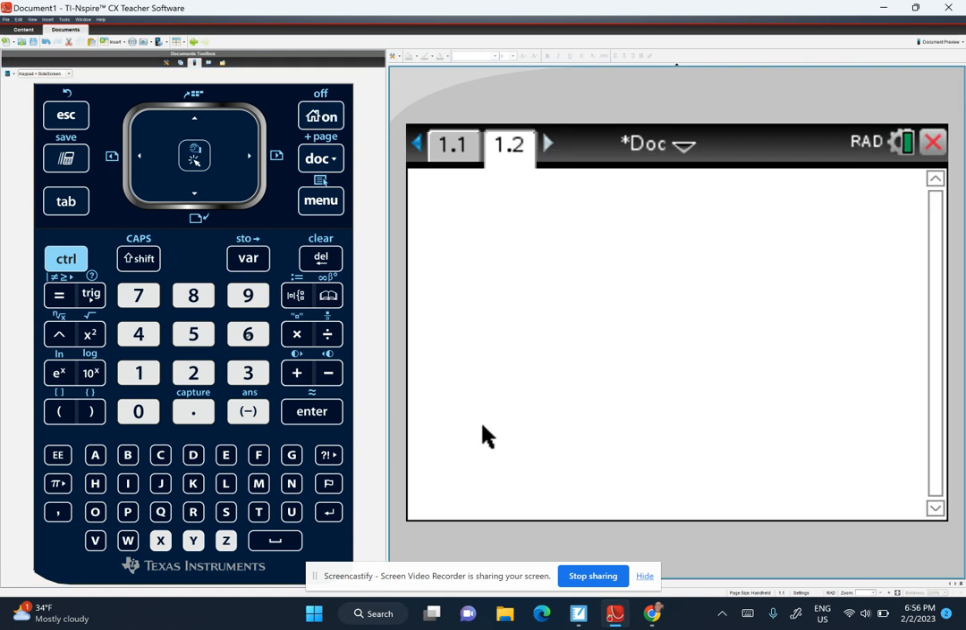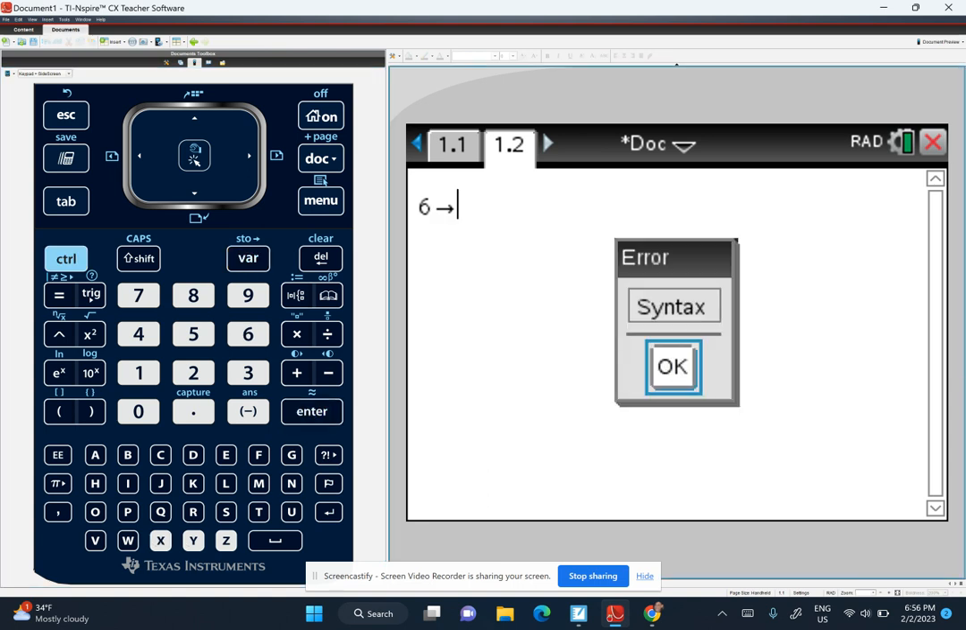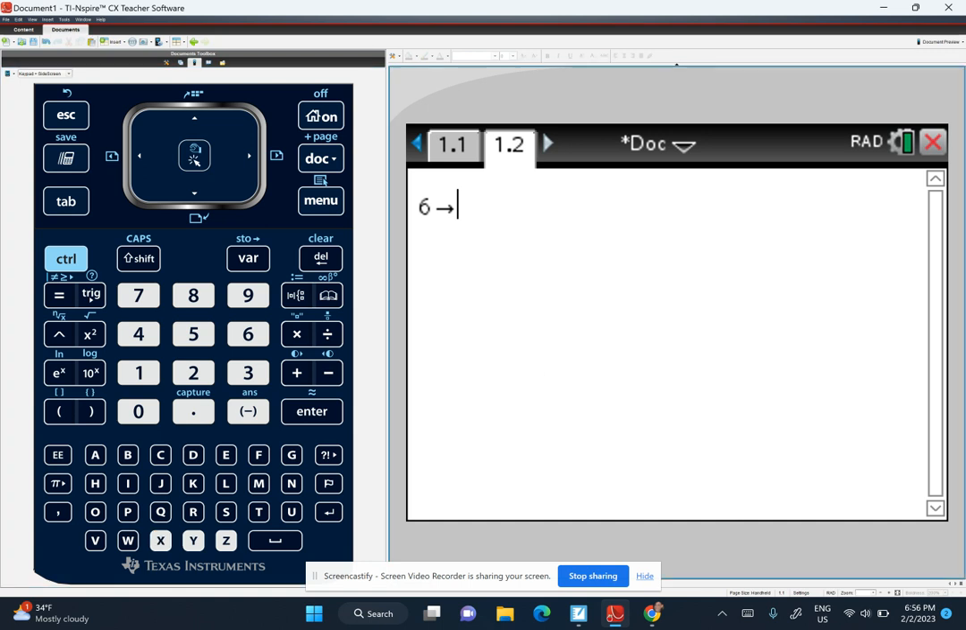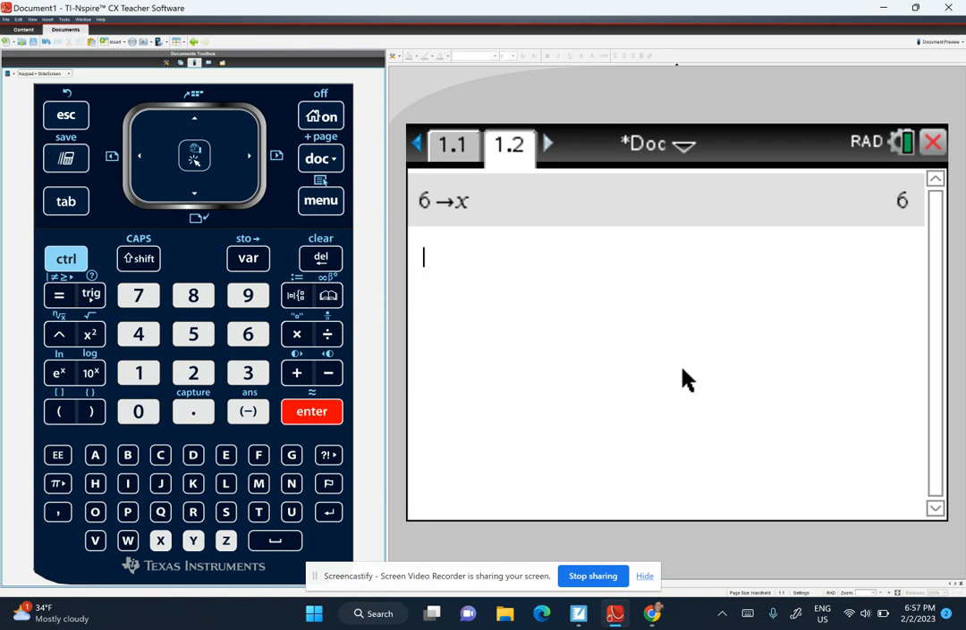So we're going to first substitute 6 in for x. So 6, control var, x. And now we're going to type in the function. So it's negative x squared. Hit tab. Then it's plus 4x plus 11. And when I do that, I get negative 1.